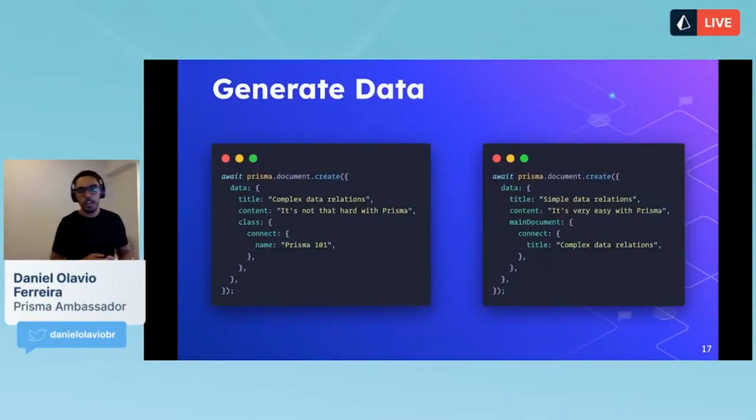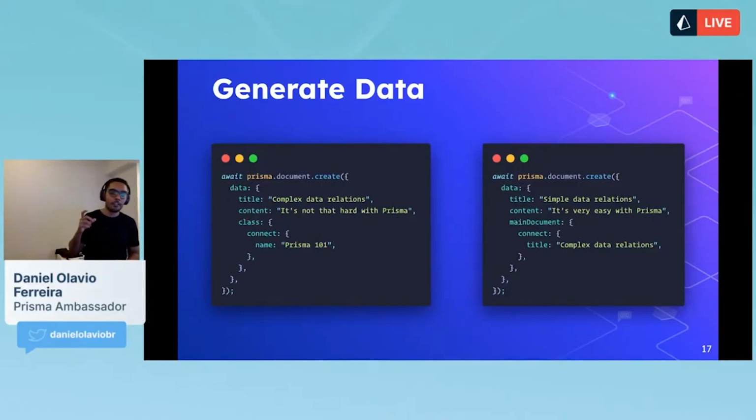Now we're going to be creating a few documents. So we're going to be creating the first document that's going to be called complex data relations. The content's going to be, it's not that hard with Prisma. And we're going to be connecting it with the Prisma 101 class. Next, we're going to be creating our secondary document or a complementary document. So in order for us to do that, we're going to do the same. So title, simple data relations, content, it's very easy with Prisma.